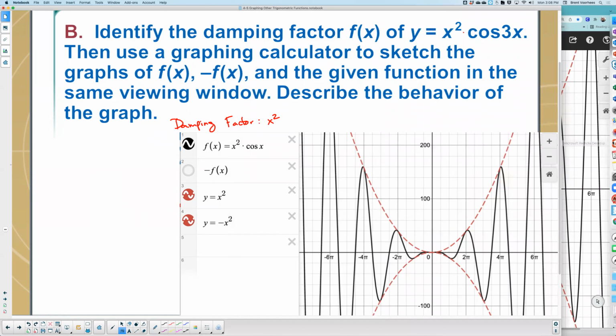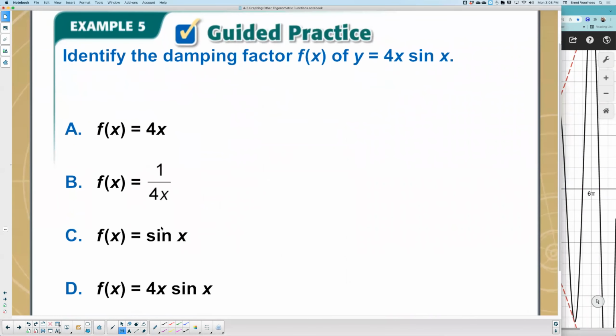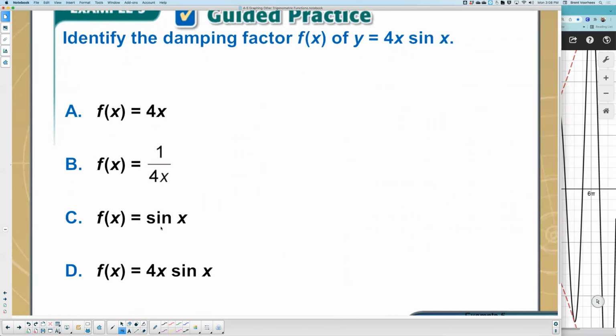So again, oscillating behavior. So it says describe, that is oscillating behavior. It's neither increasing nor decreasing consistently. It's going back and forth, oscillating. All right, so here, I want you to find the damping factor of this equation. All right, I think that's enough time.